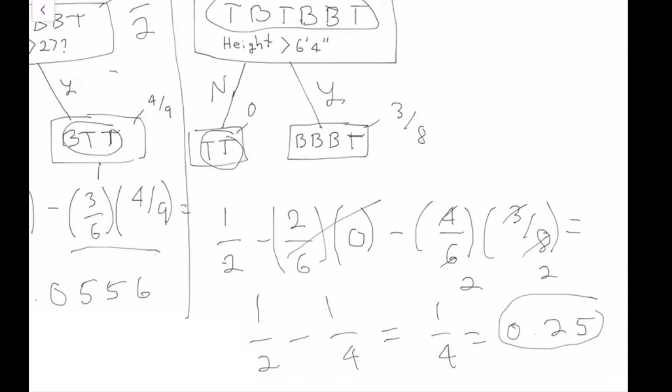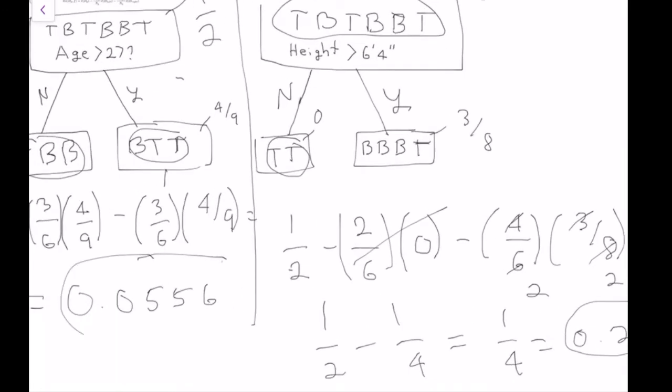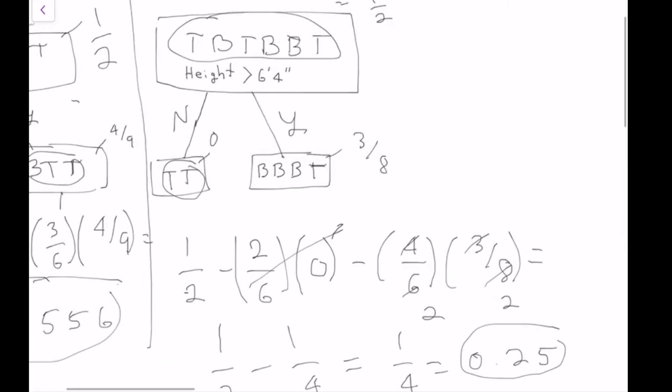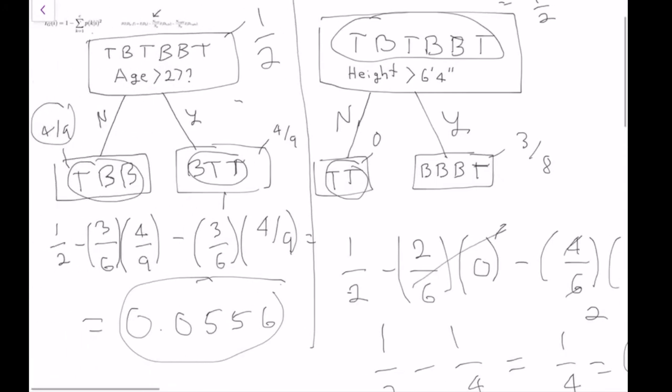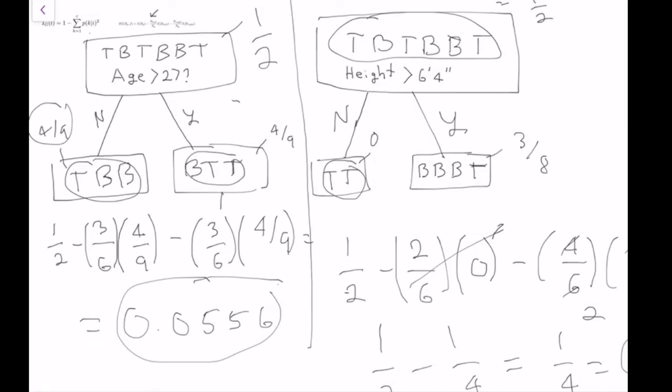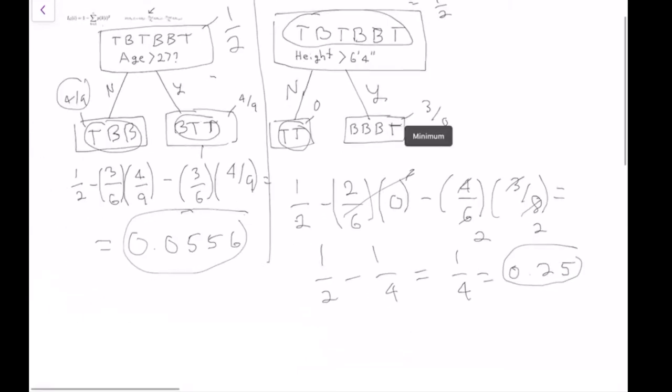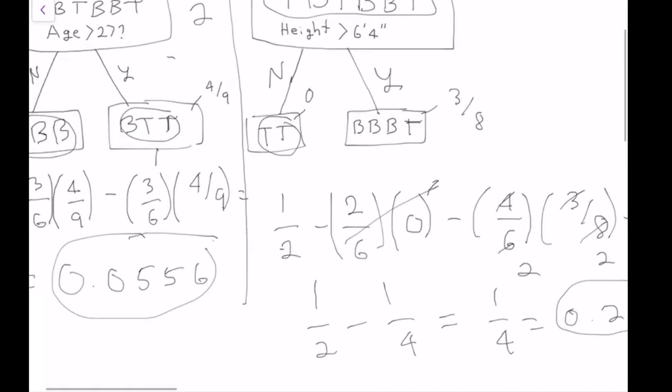And so you can kind of see, 0.25, which was the information gain from asking the right-hand question, is greater than 0.0556, which is the information gain that resulted from asking the left question, is age greater than 27? And so this means that asking the question about height is actually a better question than asking about age. The higher the information gain, the better the question.